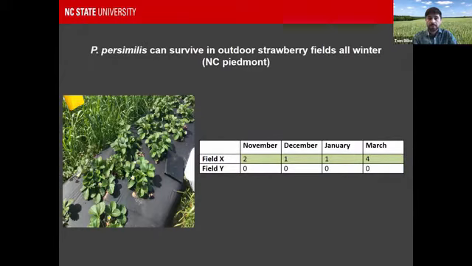And in strawberry fields, like I said, they will oftentimes have spider mites in them throughout the winter. So we put Persimilis in one strawberry field, and we were able to pick it up every single month in the winter, which is a good indicator showing us that Persimilis can do well surviving in strawberry fields throughout the duration of the winter period. So we know that this could potentially be a bridge between the fall and the spring where Persimilis could be.